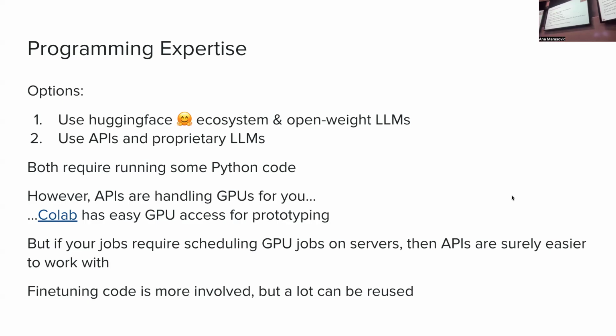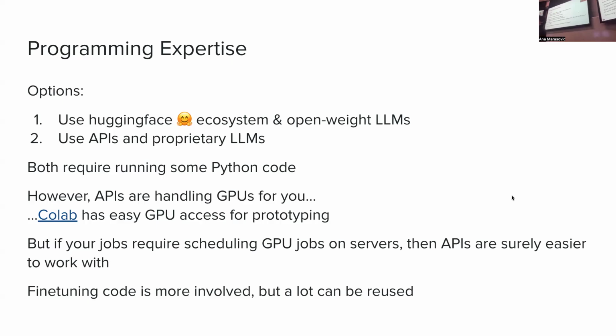So sometimes for someone who is not so versed in babysitting these GPU jobs, it might be easier to just spend some money on APIs and get inferences out. Using APIs also requires a little bit of programming, but it's honestly just a few lines of code, and you just need to know how to process your data.